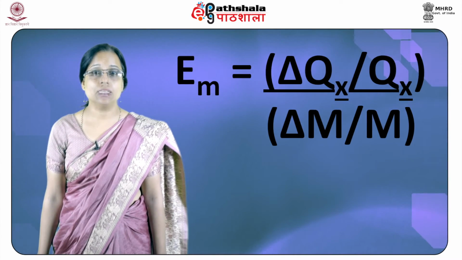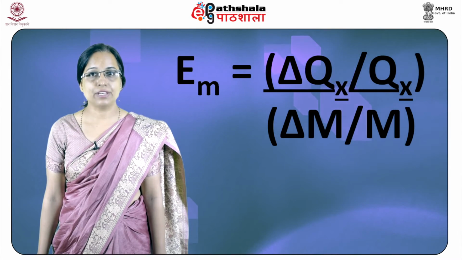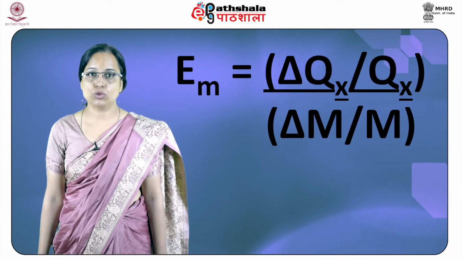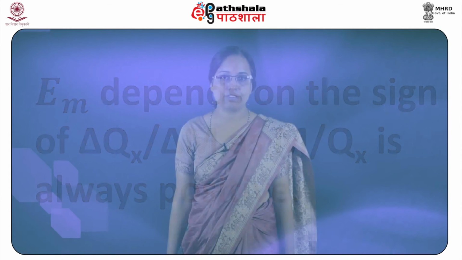Mathematically, elasticity of income is equal to the change in quantity of X, ΔQx, divided by change in income divided by the original income. Note that the sign of income elasticity of demand depends on the sign of change in Qx by change in M, as M by Qx is always positive. Also note the following important classification of goods based on the concept of income elasticity of demand. First, for a normal good, as income increases, quantity demanded increases, so that the sign of ΔQx by ΔM is positive. Thus, if the good is normal, EM is always positive.